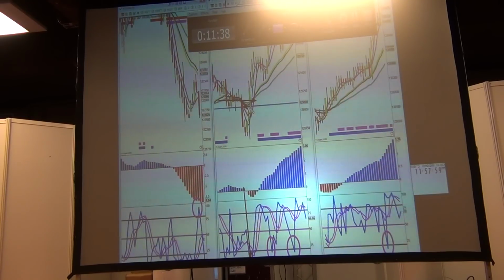Anything less than a trending 20 period moving average, a 45-degree angle, something nice, anything sideways is rubbish, low probability.